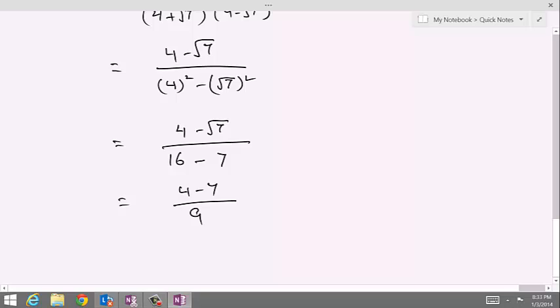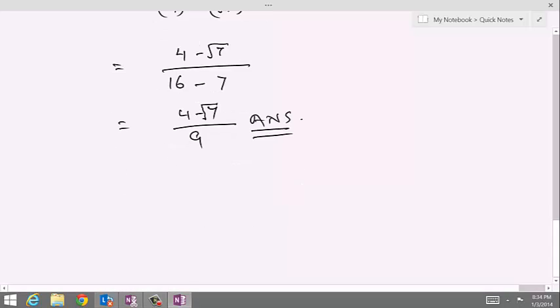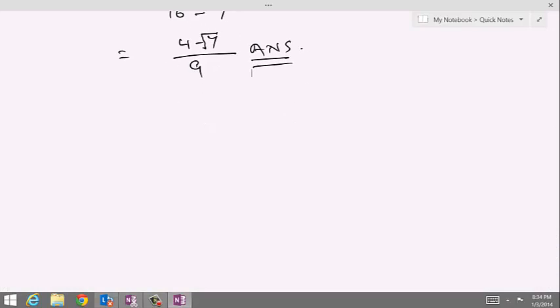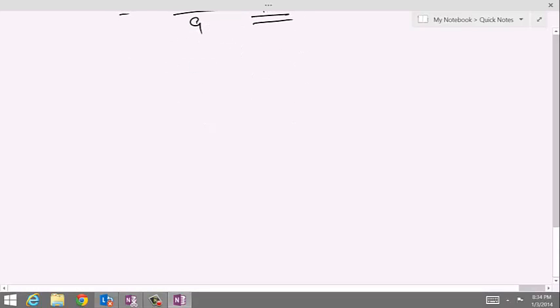Or we can write this. This is the answer, and you can see that the denominator doesn't have a radical sign. That was exactly the requirement of the question. And we are going to do another question here to better learn this technique.